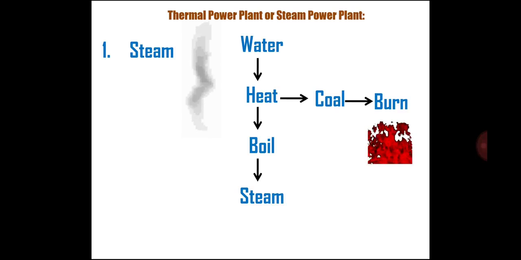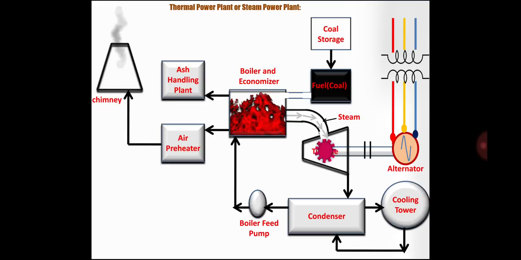So what exactly happens in the thermal power plant? We will take a look at the schematic block diagram. Here we can see a simple schematic block diagram of a thermal power plant or steam power plant. There are different units in the thermal power plant, and we will discuss every unit one by one. First of all we have coal storage. Coal is transported from the coal mines through rail or road, and then it gets stored in the coal storage plant. From there, the coal is transferred to the coal handling plant.